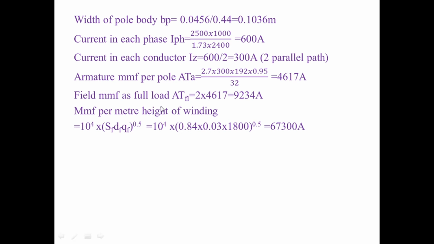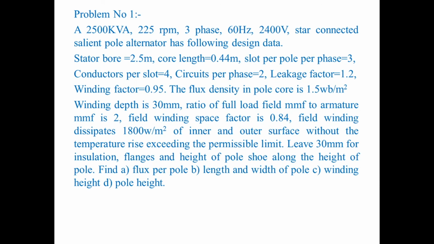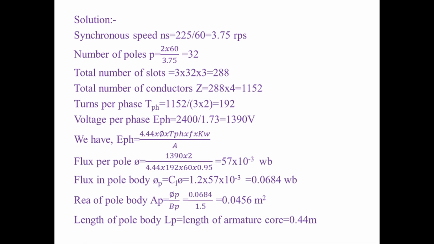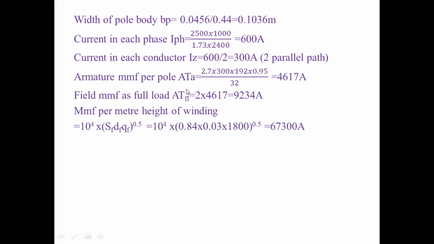So field MMF at full load is ATFL. It is given that the ratio of full load field MMF to armature MMF is 2, so you need to multiply with the 2 value. So field MMF at full load is ATFL equal to 2 into 4617. So you will be getting 9234 amps.